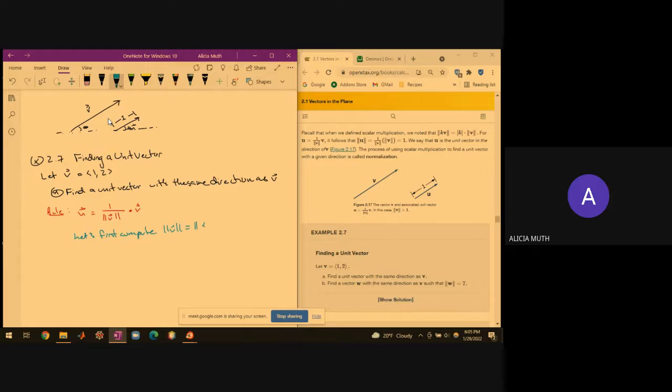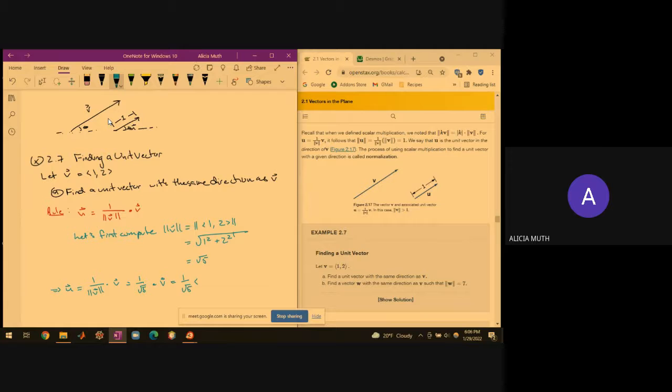So we're computing the magnitude of the vector with components 1, 2. Using Pythagorean theorem, 1 squared plus 2 squared, we take the square root of that, and we get root 5. So my unit vector with the same direction as v, but magnitude 1, is 1 over root 5 times the vector v.